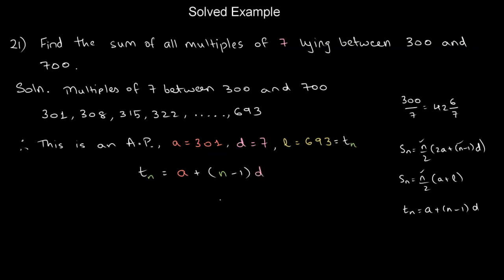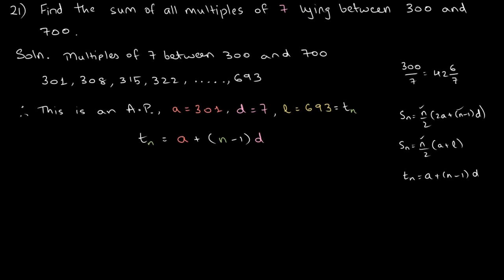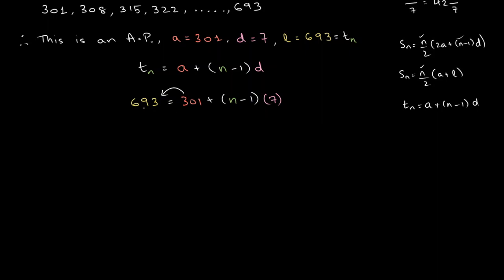We already know this, so let's start plugging in the values so that I can find n. L is the nth term and also the last term, so that is 693. So 693 is equal to a, which is 301, plus n minus 1 into d. n is the unknown, and d is 7. Let's rearrange, taking the 301 from the right to the left, so it becomes negative. So 693 minus 301 makes it 392, equal to n minus 1 into 7.